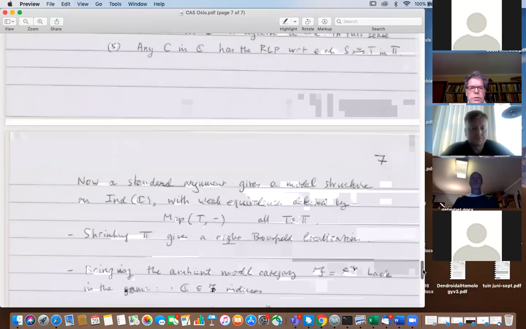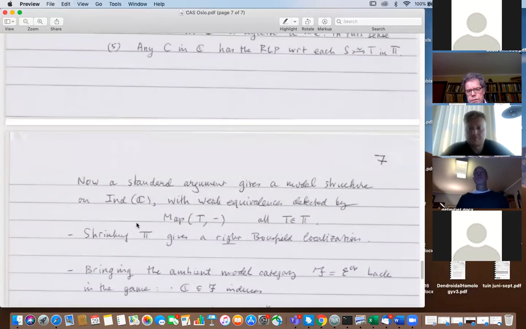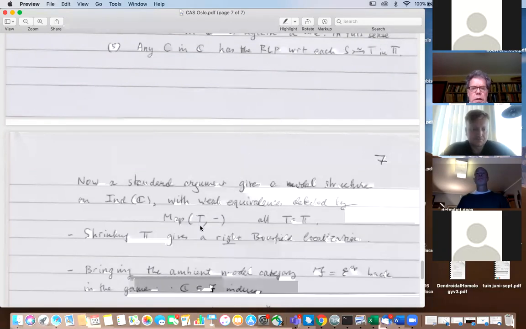Standard argument gives a model structure on Ind C with weak equivalences detected by map(T, -). So a map from X to Y is an equivalence if and only if the morphism from map(T, X) to map(T, Y) is a weak equivalence for all T. And it's easy to write the formula for map(T, X) if X is an Ind object. It's just the colimit of all the morphisms map(T, -) over the objects constituting the formal colimit. In other words, for this notion of map, the object T remains compact in the Ind completion.